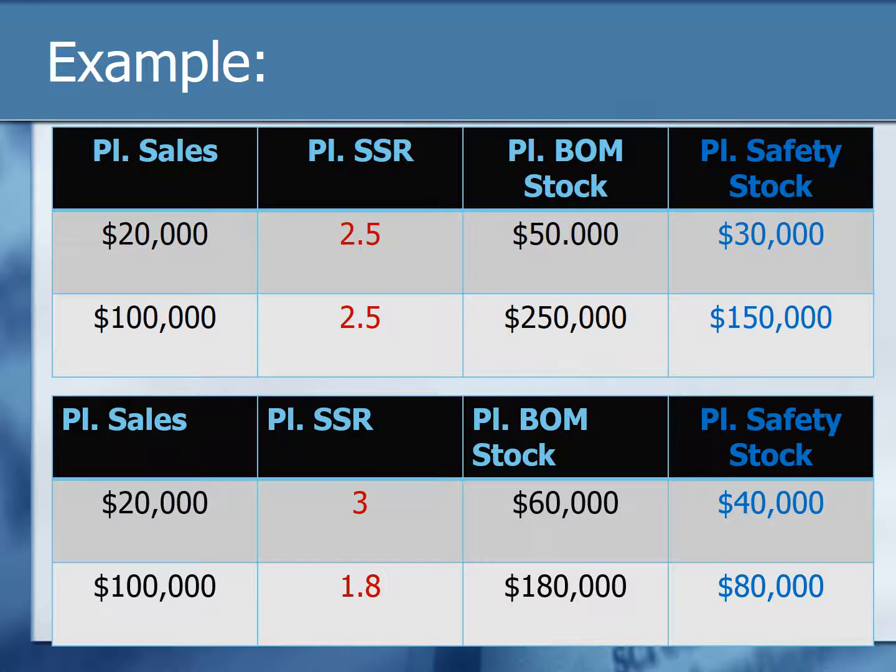So in this next example, you see that the same planned sales for the 2 months are planned, but we're changing the SSR so that we're going to have a little bit higher SSR for the lower sales month. So SSR of 3 was planned for the $20,000 sales month. And then a whole lot lower SSR for the second month when we have a high sales planned out, so 1.8 SSR. In that case, if you do the math, the BOM stock for the first month is going to be $20,000 times 3, so that's $60,000. Whereas the second month, we're going to have the BOM of $180,000.